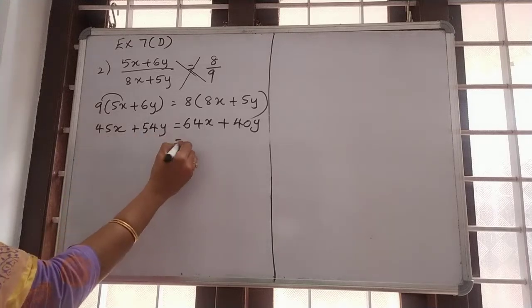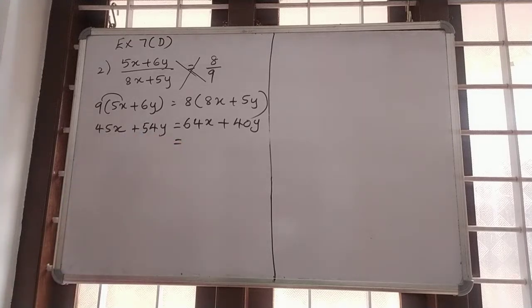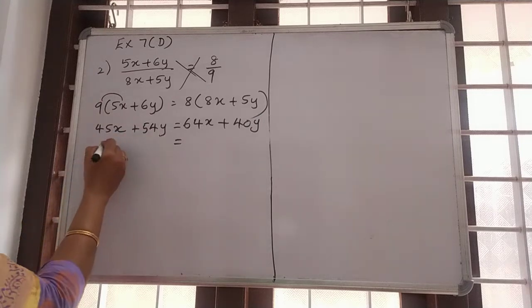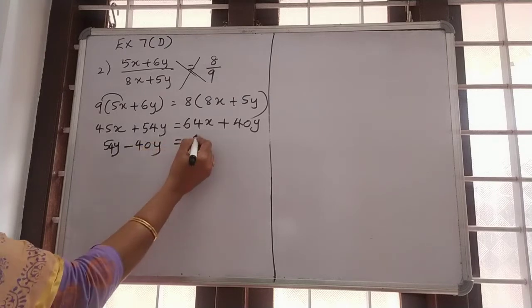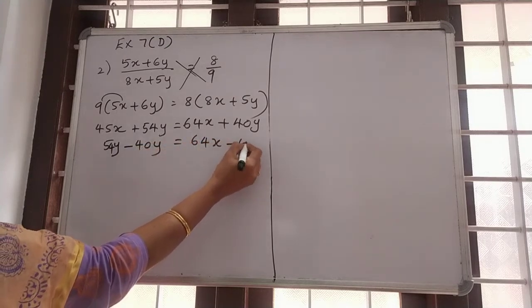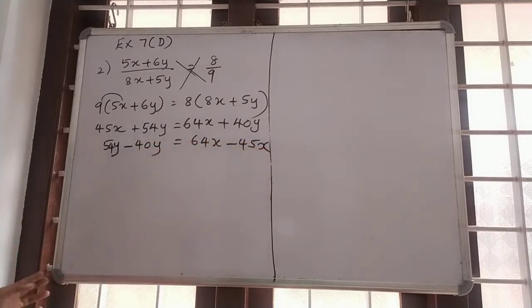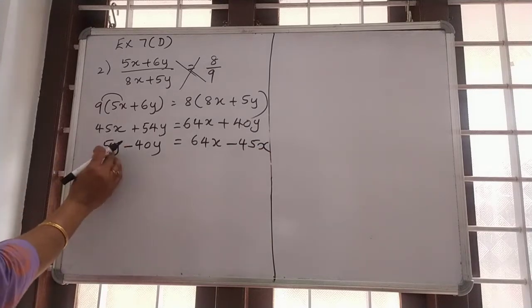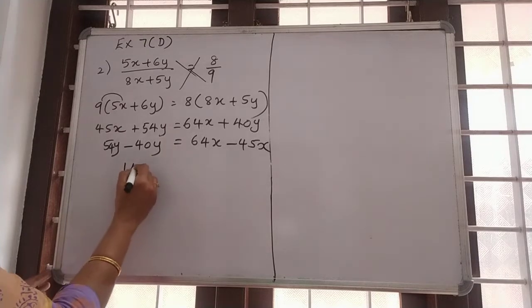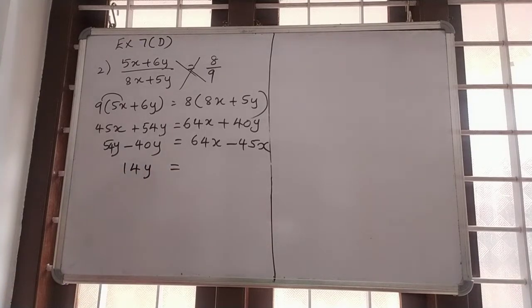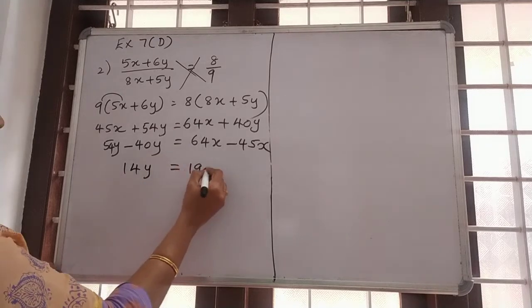54y minus 40y is equal to 64x minus 45x. Since 54 is greater, that's why I took that 40y here. So 54y minus 40y is what? 14y is equal to 64 minus 45, which is 19x.